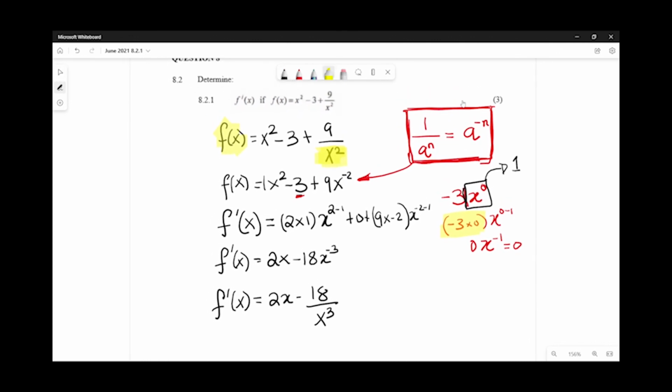Remember that we maintained the f prime x. We found f prime x. We didn't find dy dx or dx and all that stuff. And that is that.